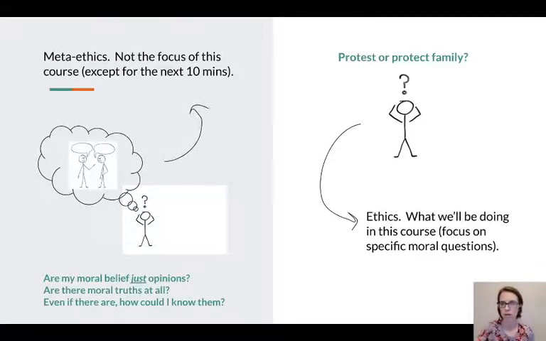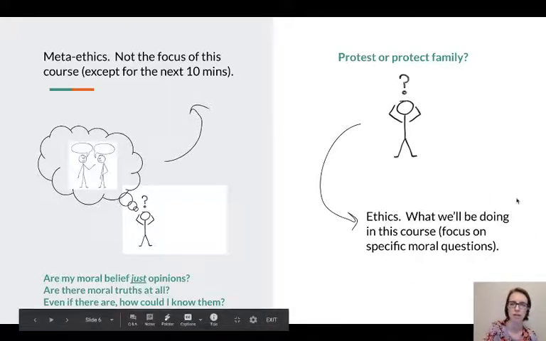About right or wrong and about what his obligations are. He's not asking himself about the nature of ethics itself. So again, to reiterate, these are two very important types of questions. Ethical questions and meta-ethical questions are both important. This course is primarily about ethics, not meta-ethics.